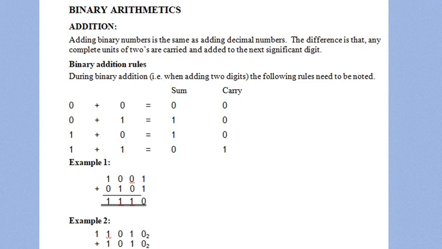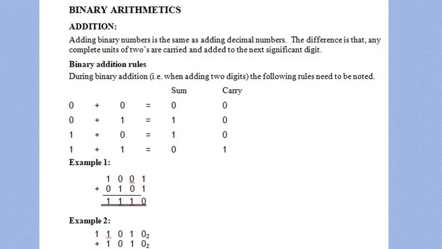Binary addition rules. We have 0 plus 0, you get 0, and you carry 0. 0 plus 1, you get 1, and you carry 0. 1 plus 0 equals 1, and you carry 0. But when we write 1 plus 1, we get 10, and therefore we write 0 and carry 1. So 1 plus 1 is 10 in binary. Now look at the example here. 1 plus 1 is 10, so you write 0 and carry 1. Then you add the 1 on the other one, it becomes 1. Then when it goes to the other one, it becomes 1 plus 1.